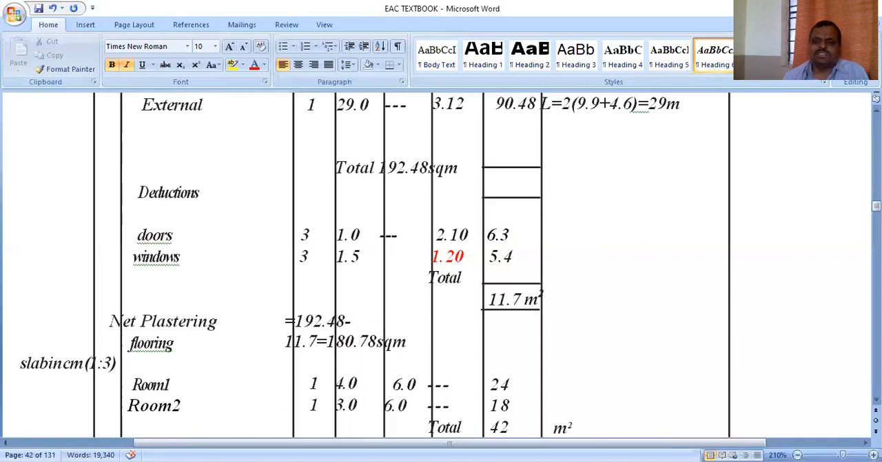In this manner, very easily we can calculate the quantity of plastering with the deductions. Okay, thank you very much. We'll stop here and we'll continue in the next lecture with the flooring and painting, etc.